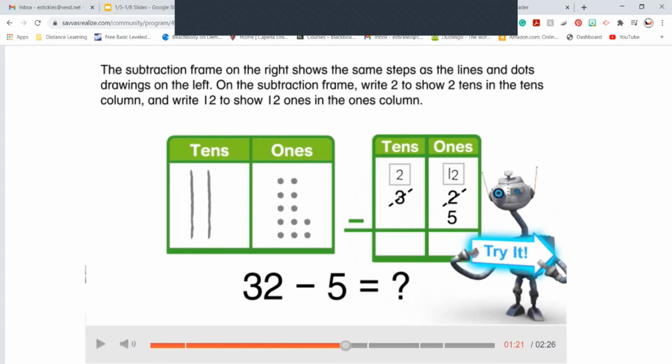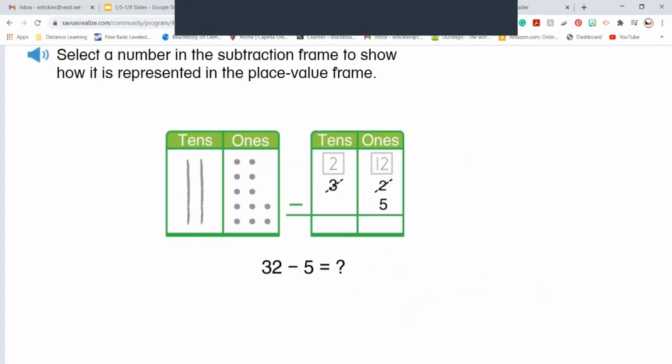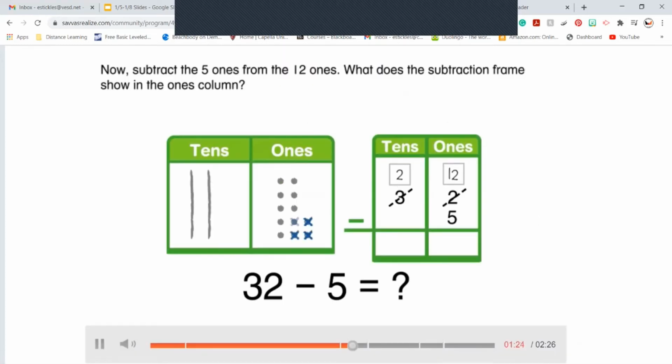Let's try it out. It says, select a number in the subtraction frame to show how it is represented in the place value frame. After regrouping, there are 12 ones. Now subtract the 5 ones from the 12 ones. What does the subtraction frame show in the ones column?